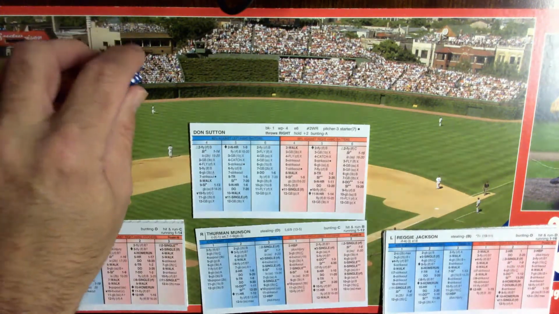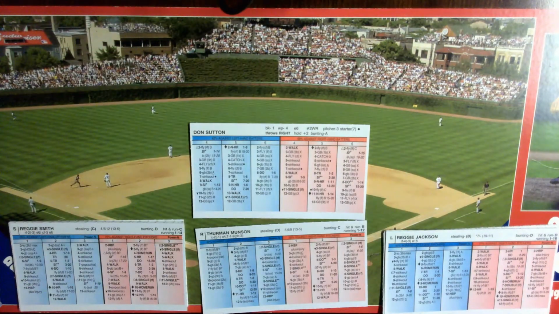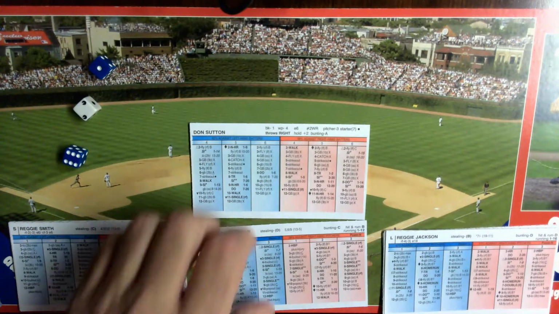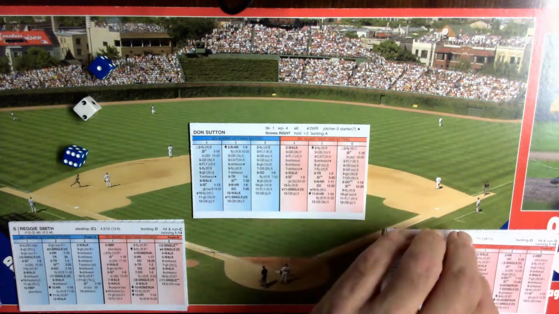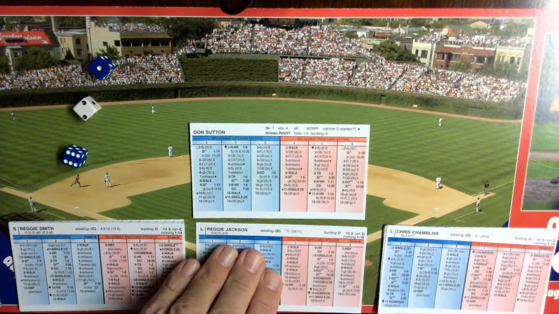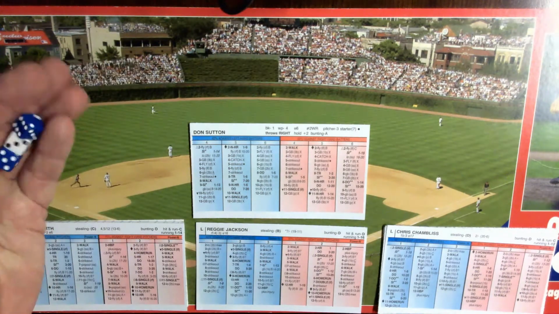As mentioned, Munson is 0 for 2 with 1 strikeout. So that's a 2 and a 7 against a right-handed pitcher. A 2 and a 7 is a fly ball, center field. So that's out number 2. Burke makes the catch. And we have Reggie Jackson, Mr. October, at the plate with 2 down.